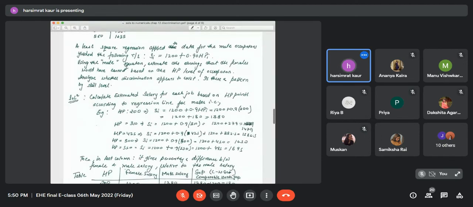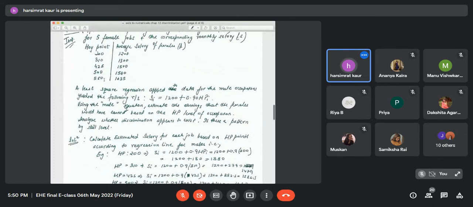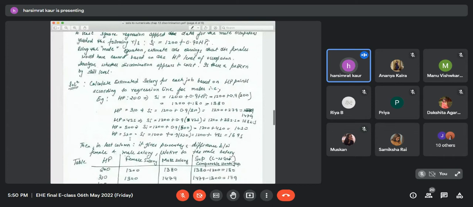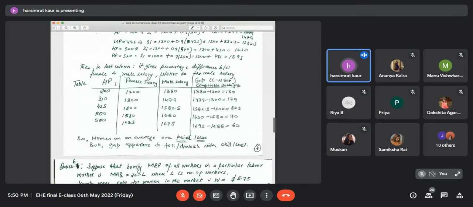So what I will do, these rating points are given: 200, 310, 425, 500, 550. Corresponding to these HP points, I'll calculate the male salaries. So what I do, 1200 plus 0.9 into 200. For every corresponding HP point, I calculate the male salary. So guys, I'm skipping this and going to the table itself. So HP, female salary and the male salary. So I'll get these values.